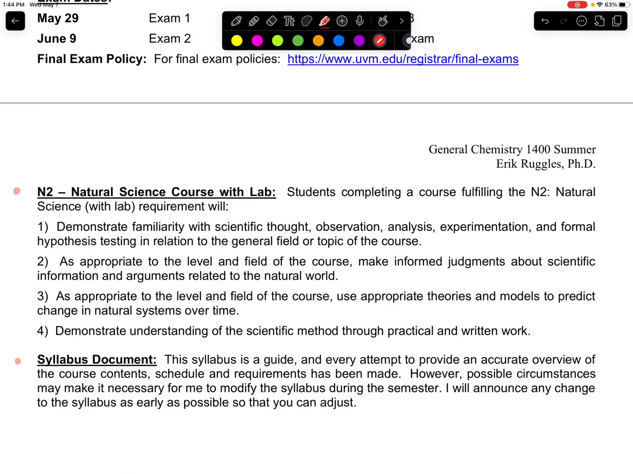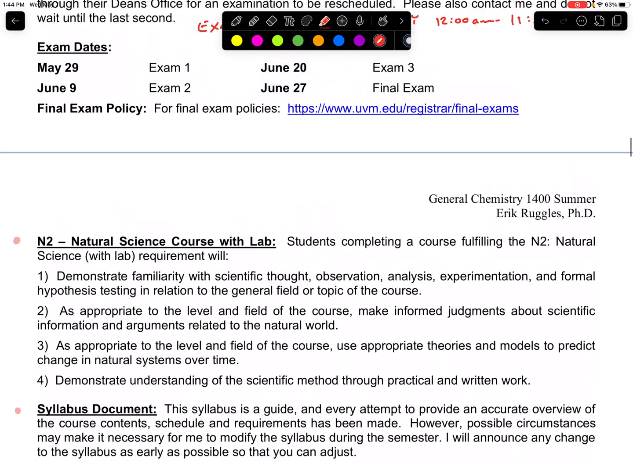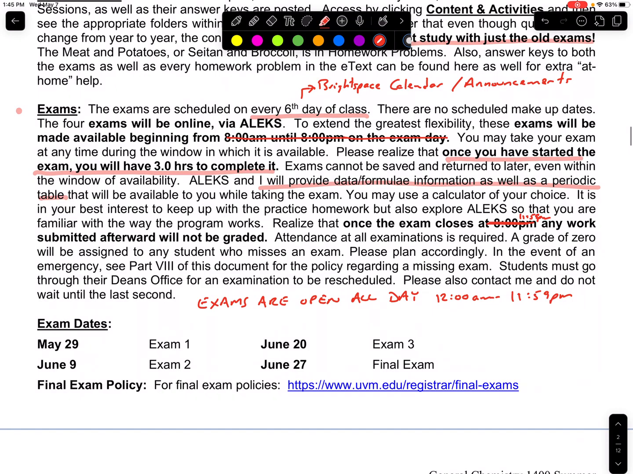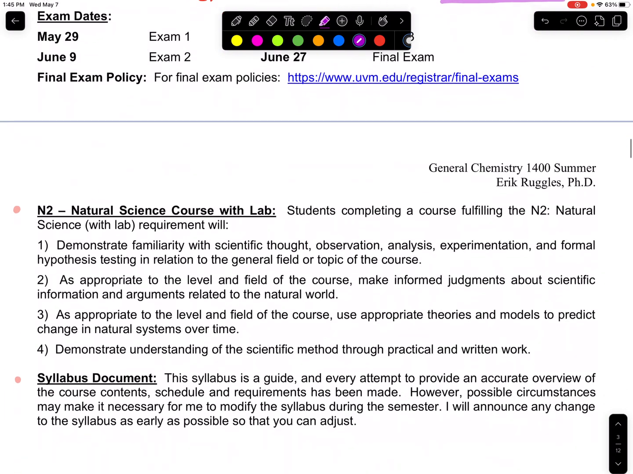And lastly, this document is a working document. Obviously, sometimes things have to change during the semester given certain criteria. If a change happens, that's okay. I will definitely let you know if there's a modification that's going to occur, and I'll announce that as soon as possible. For instance, we just had one above, where exams are open all day. That's going to be one change that I'm going to make to correct that portion of the syllabus.